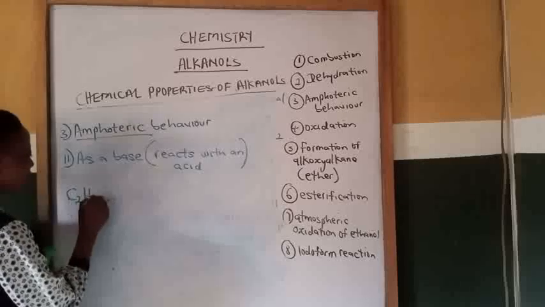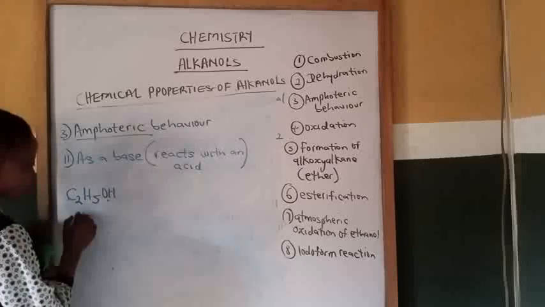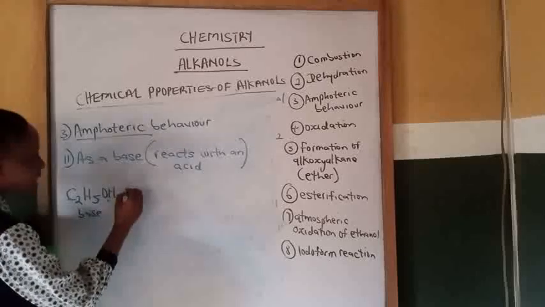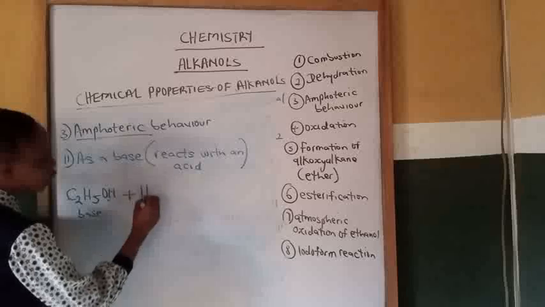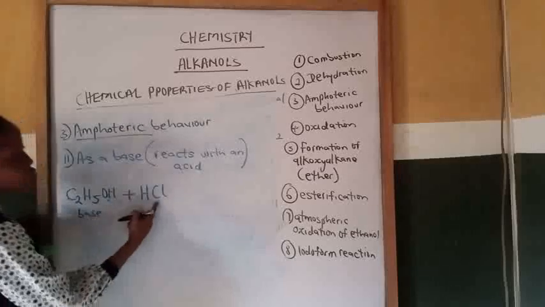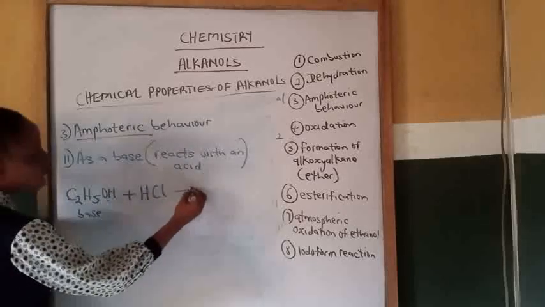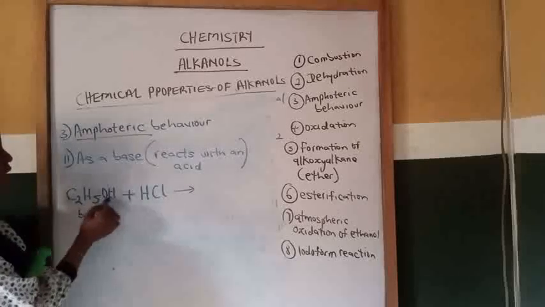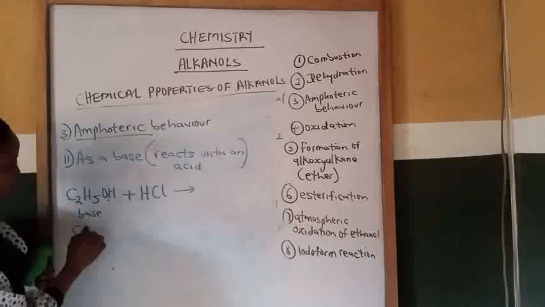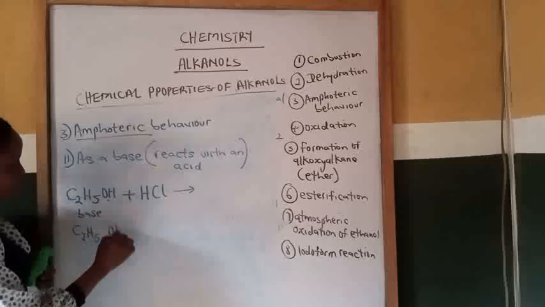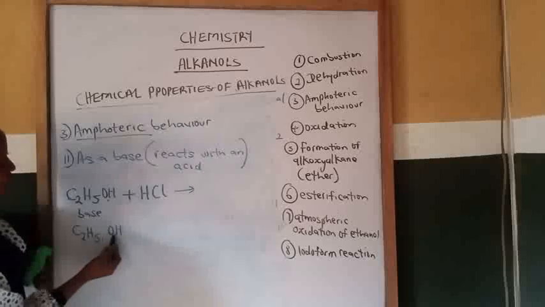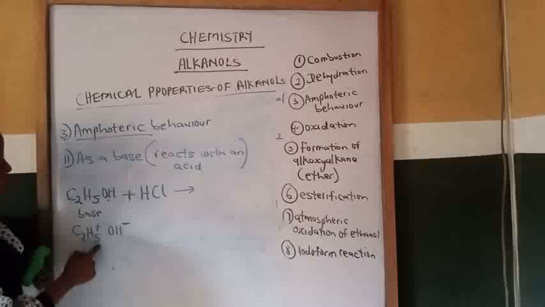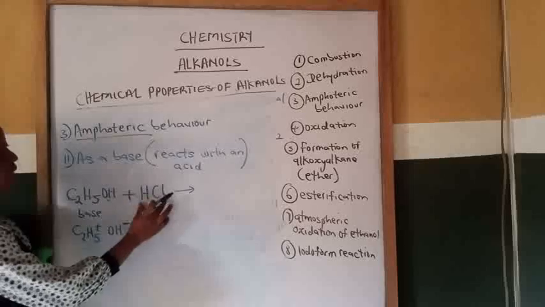So C2H5OH is acting as a base, plus an acid. You can use any acid you like. I'm going to use hydrochloric acid this time around. So how are we going to form our product? This C2H5OH will decompose to C2H5 and OH minus. The hydroxy group carries a negative charge, so automatically this one will carry a positive charge.